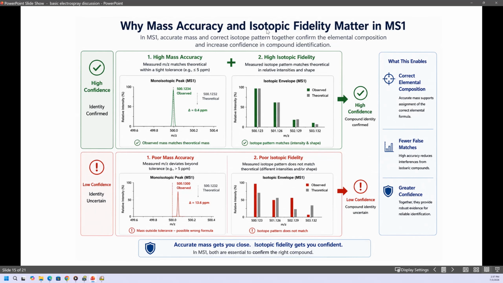Why do mass accuracy and isotopic fidelity matter in MS1? In MS1, accurate mass and correct isotope pattern together confirm the elemental composition and increase confidence in the compound identification. So if you have very low parts per million error and the XIC analyzer part of the program shows a very good match of the theoretical versus the actual isotopic pattern, that gives you very high confidence. In this case, it's not that far off in parts per million, but the isotopic envelope, the isotopic fidelity, is very poor, so low confidence, and that one would be eliminated, so you get fewer false matches.